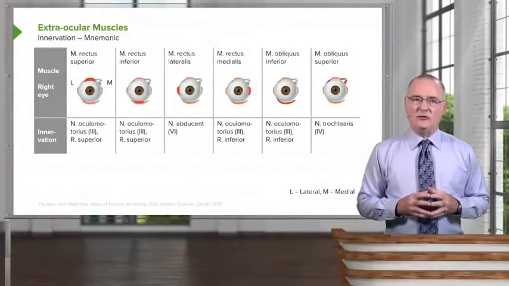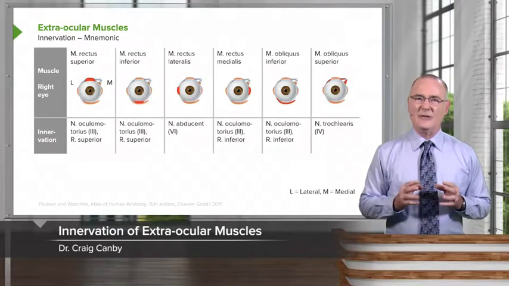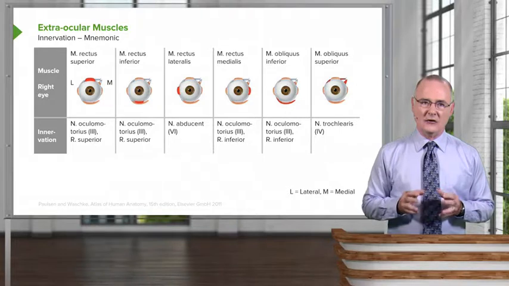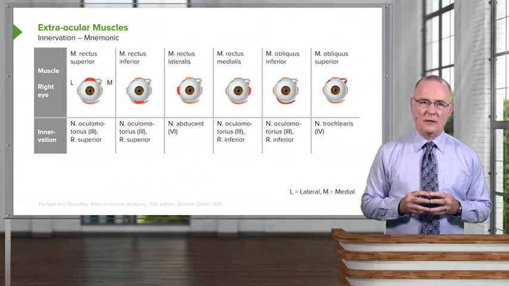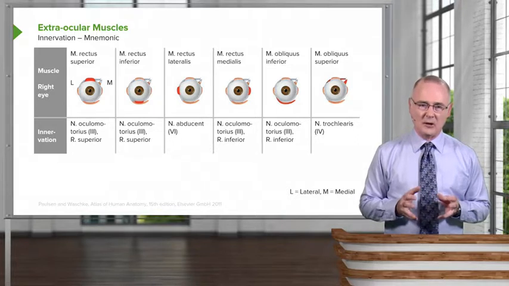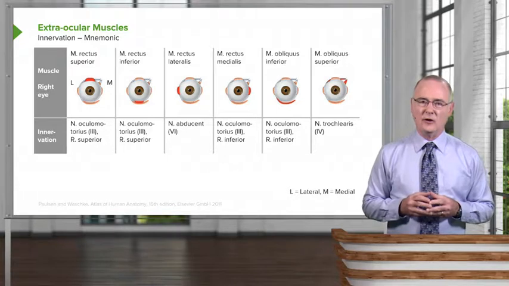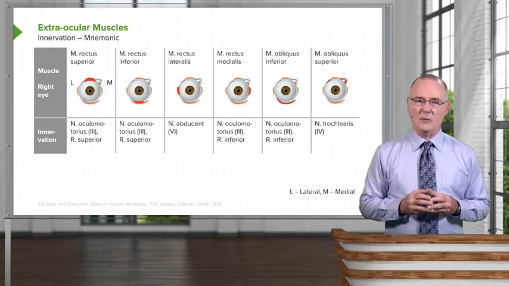When we talk about the extraocular muscles, it's also very important to understand their innervation. As we work through the innervation of the extraocular muscles, we will summarize their innervation with a useful mnemonic. But for now, we have 3 cranial nerves that will innervate the muscles that attach to the eyeball.